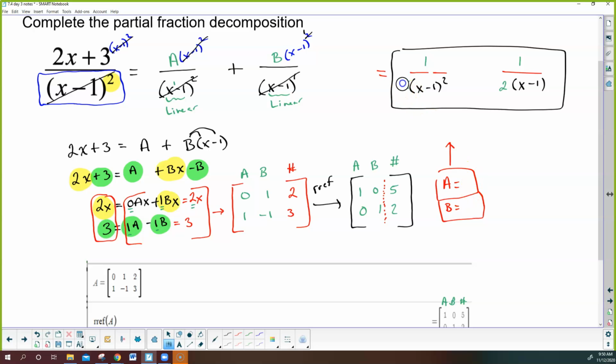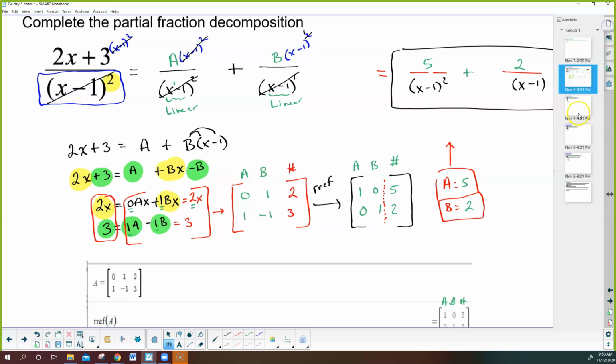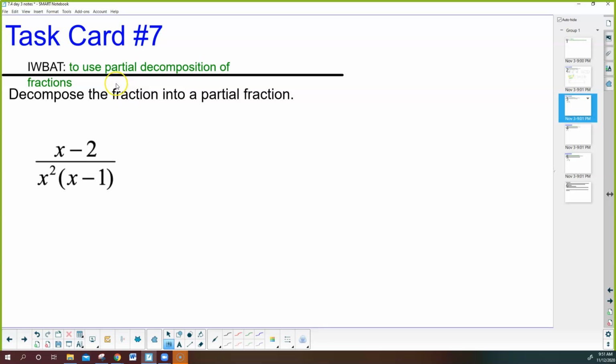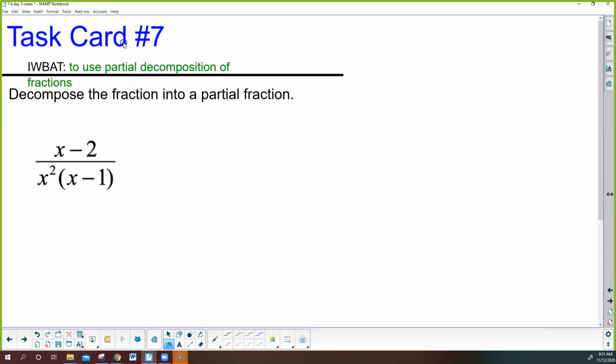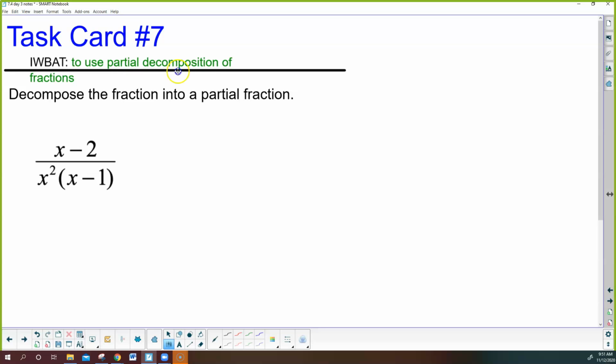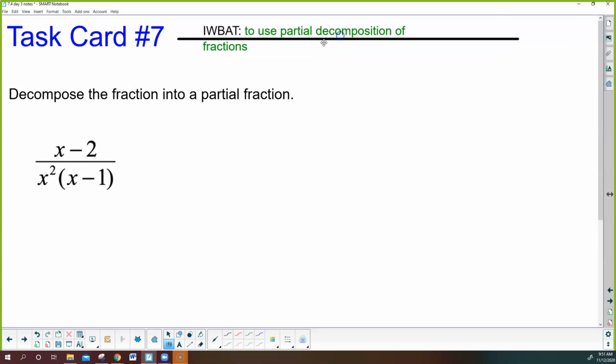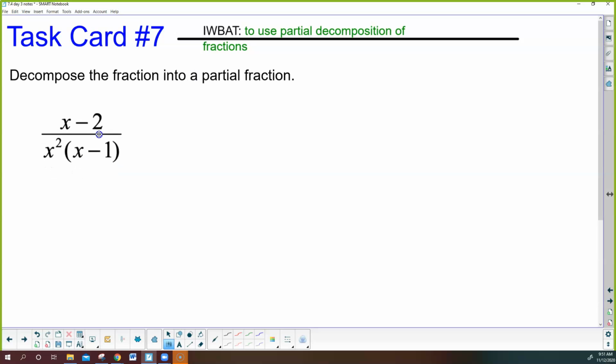I'm going to fix this so it actually is the right answer again. And what did I have? A was 5, and B was 2. So 5, it was positive 2. Okay, we just got a couple more to look at. And again, my goal today is show you some of the trickier ones that you want to be aware of. This one is called task card 7. So it's the problem number 7 on that task card that we're going to look at. And our goal is, again, to break down the fraction into partial fractions.